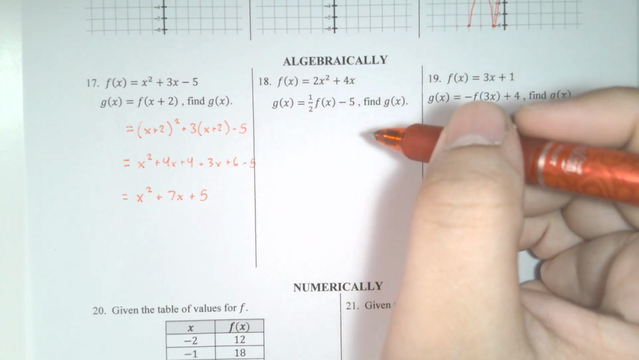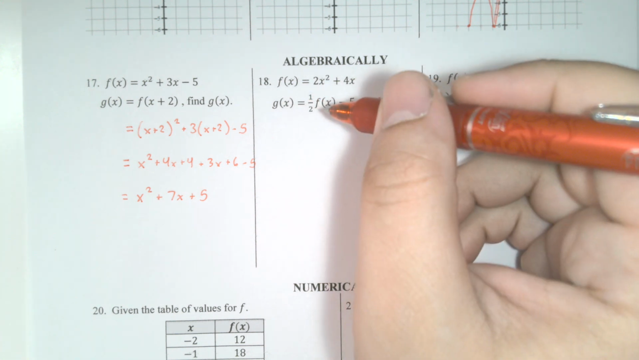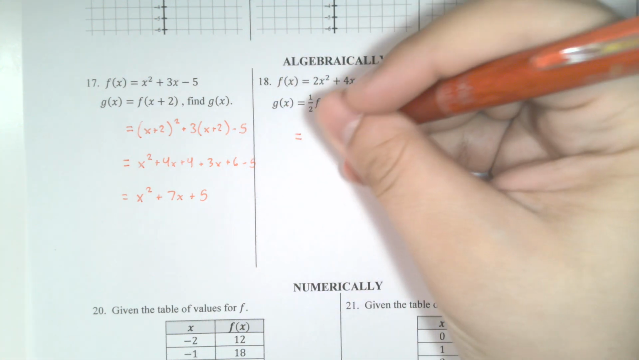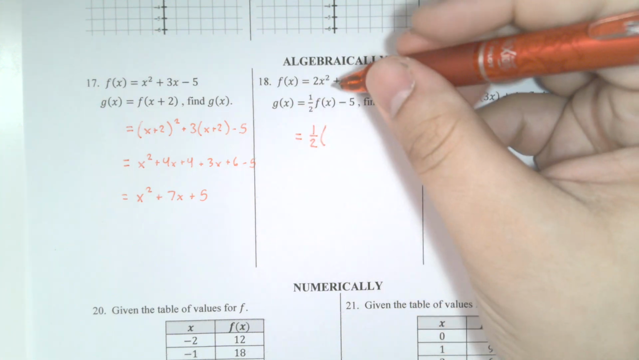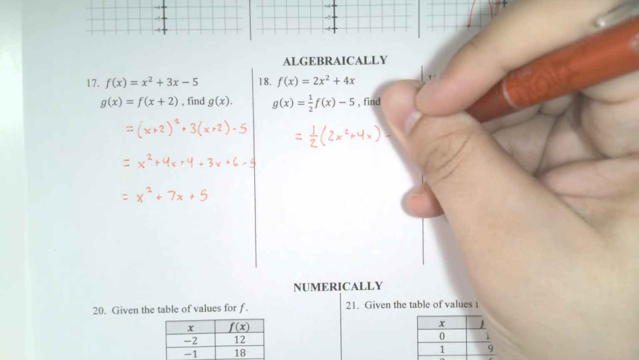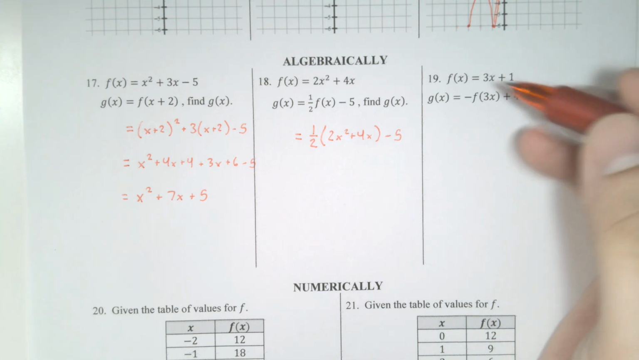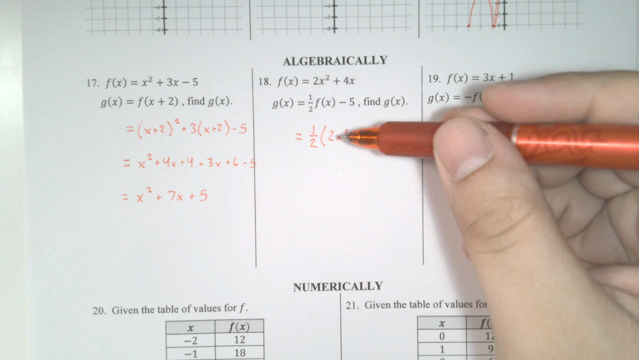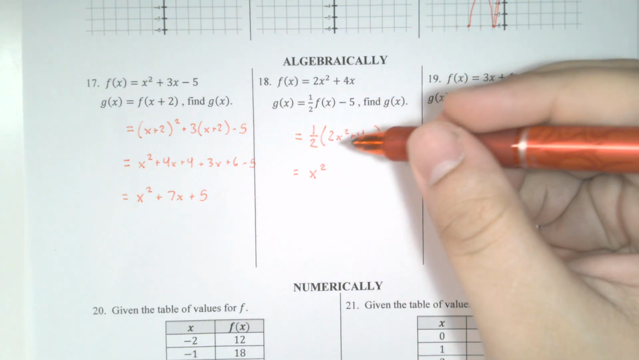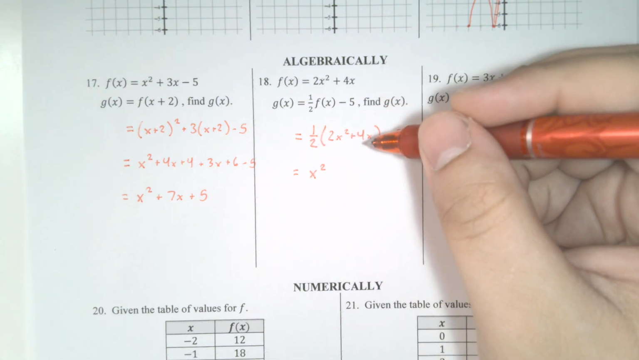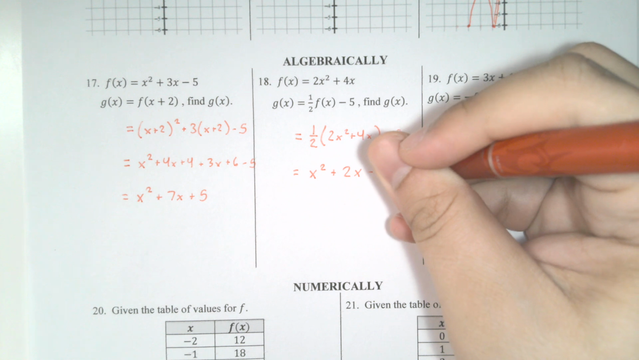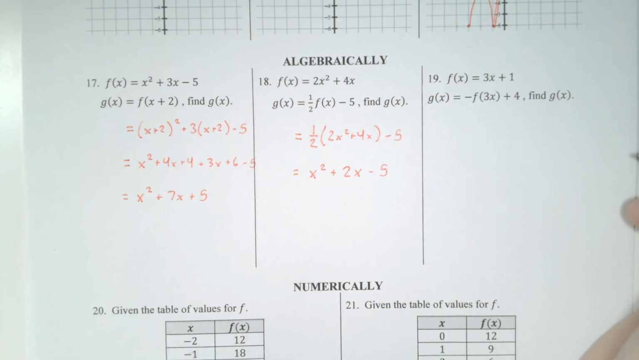Now what about number 18? In g of x, we want to replace f of x with 2x squared plus 4x. So fortunately, that's a pretty straightforward substitution, because all we have to do is write now 1/2 times all of this, which is f of x. So we have 2x squared plus 4x, and then minus 5. So 1/2 times 2 is the same thing as 2 divided by 2, which is just 1. So this is going to become just x squared. And then 1/2 times 4 is the same thing as 4 divided by 2, which is just 2. So plus 2x, and then minus 5. And that is it.